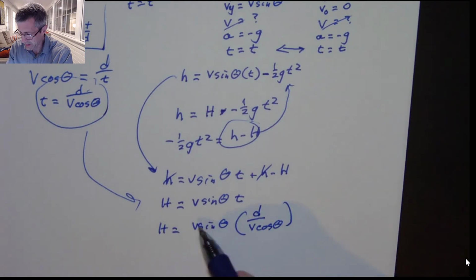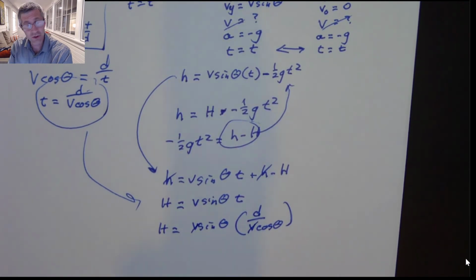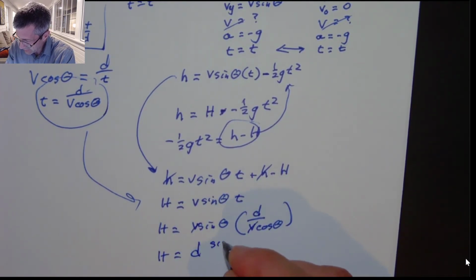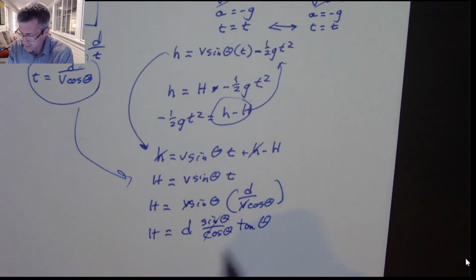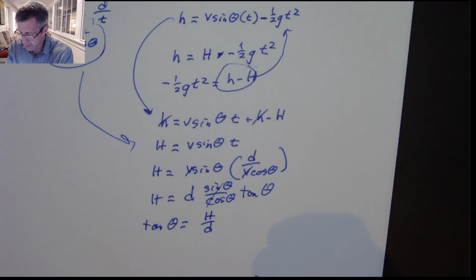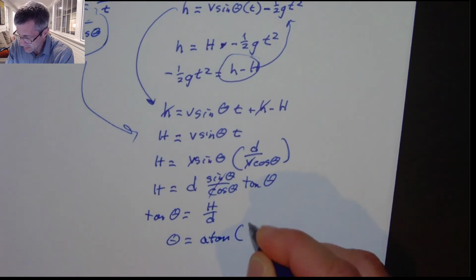And oh, look, I have velocity on top and velocity on bottom. That's going to cancel. So it turns out velocity doesn't matter. That's good. I need to get rid of velocity. So I'm going to be left with H is equal to d times sine of theta divided by the cosine of theta. Sine over cosine, that's tangent. So I can say tangent of theta is going to be what, H over d? And then to get to theta, the angle that I need to send it to is going to be the arctangent of H over d.